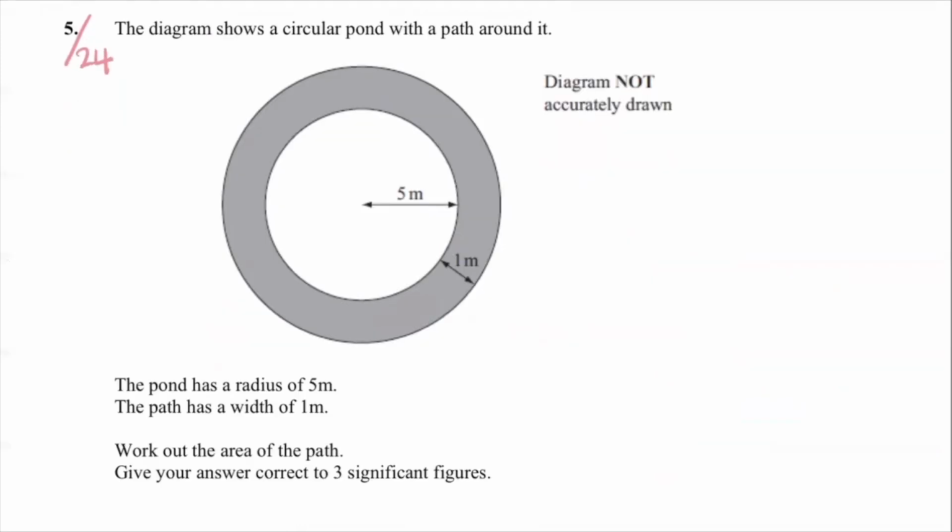Okay, so the diagram shows a circular pond with a path around it. The pond has a radius of 5 and the path has a width of just 1 meter, and we've got to work out the area of the path. Now, what's actually happening here, and I want you to try your best to imagine this.